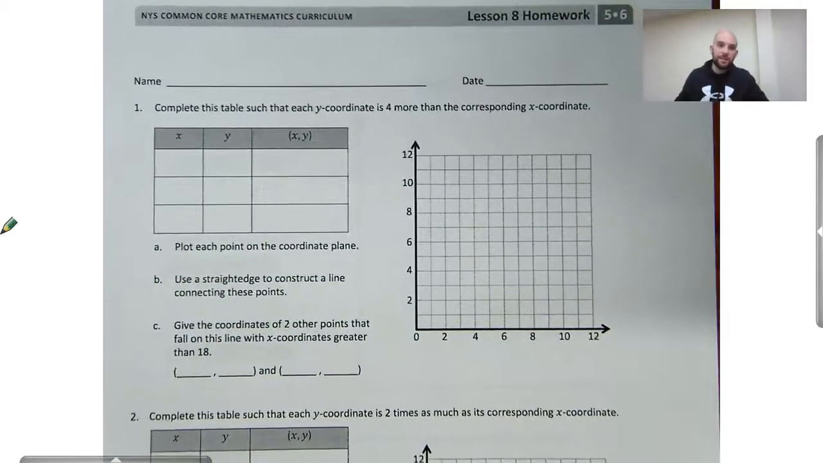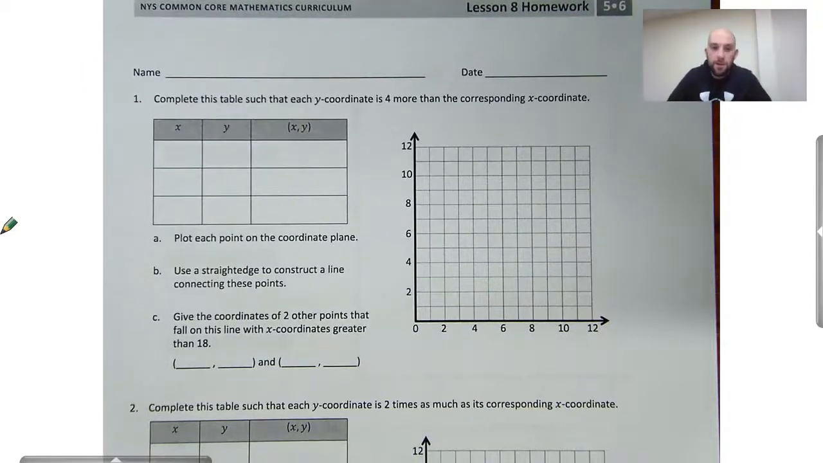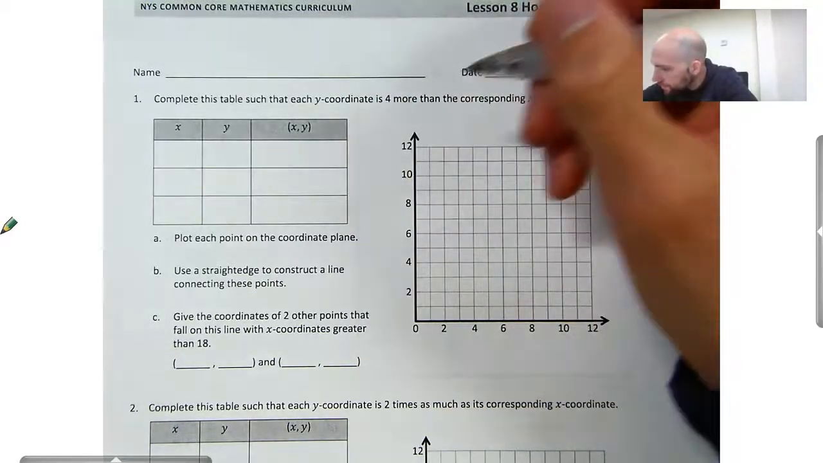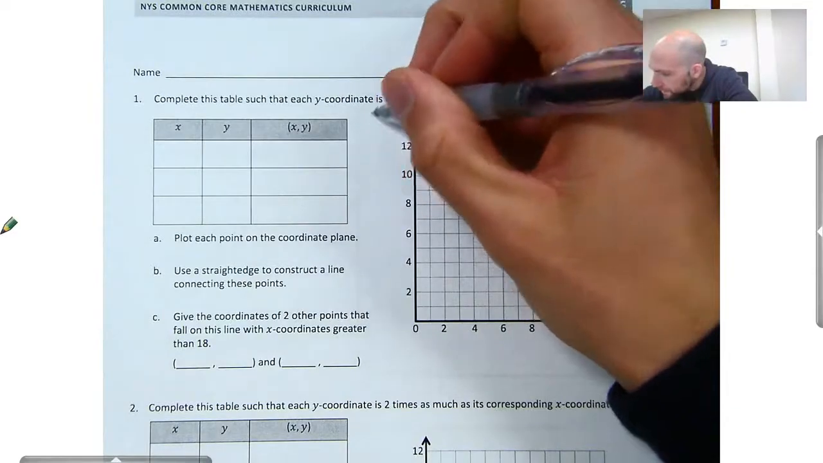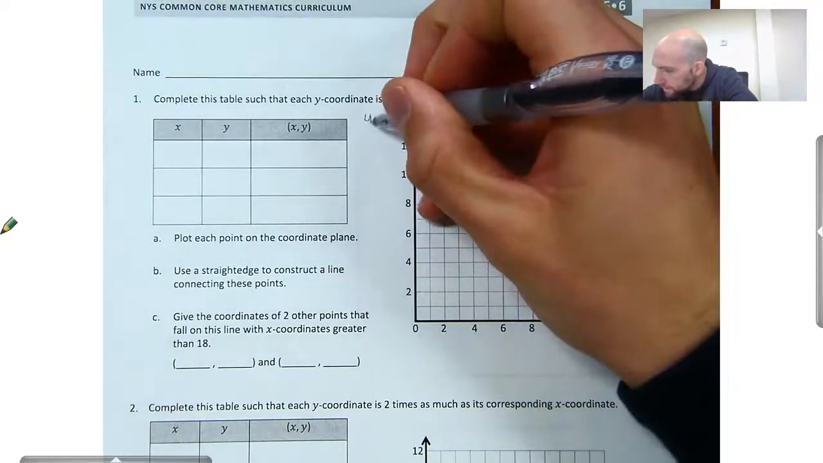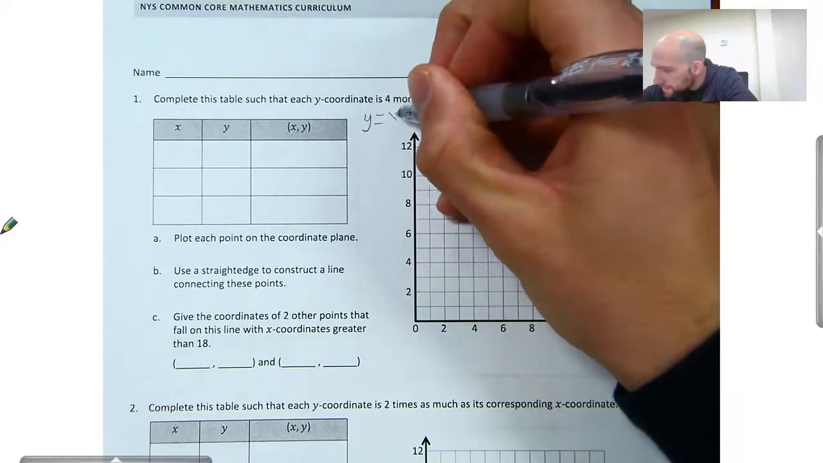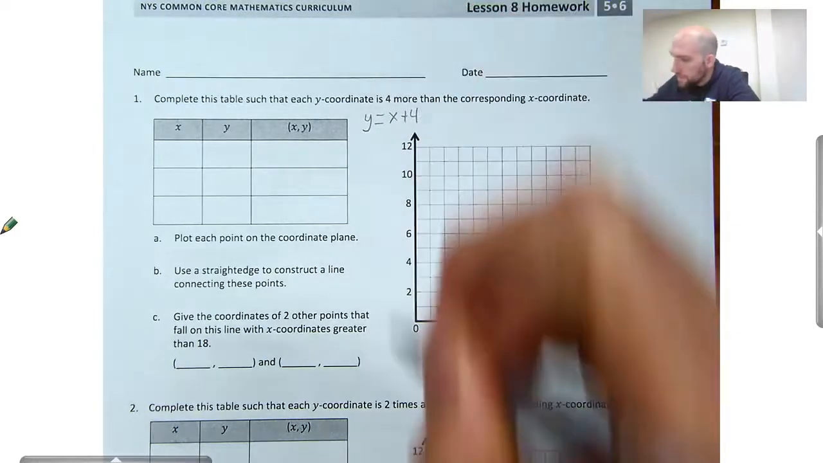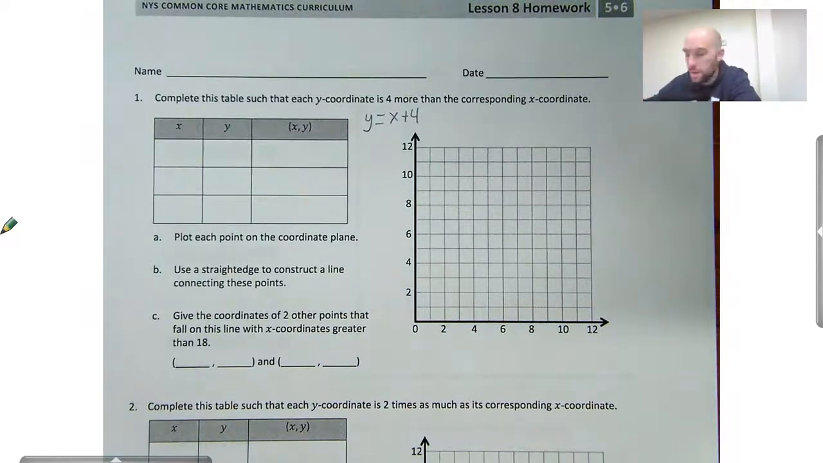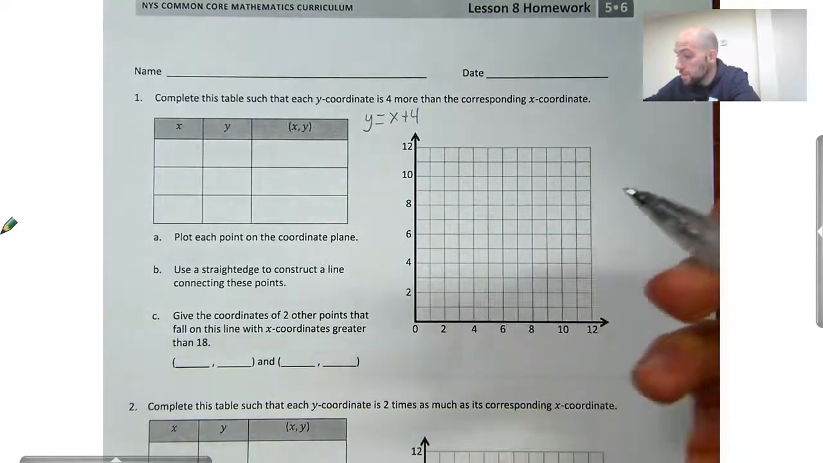It says complete this table such that each y coordinate is 4 more than the corresponding x coordinate. So our formula here, or our rule, is y equals x plus 4. So we need to make a couple points that will follow that rule.